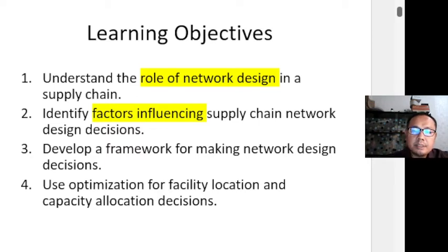So in this chapter, we start with the broad supply chain design discussed in chapter 4 and focus on the fundamental question of facility location, capacity allocation, and market allocation when designing a supply chain network. We identify and discuss the various factors that influence the facility location, capacity, and market allocation decision. We then establish a framework and discuss various solution methodologies for network decisions in a supply chain. Okay.